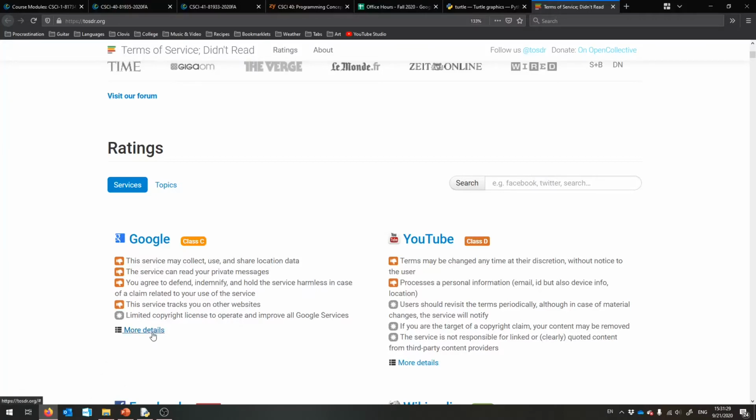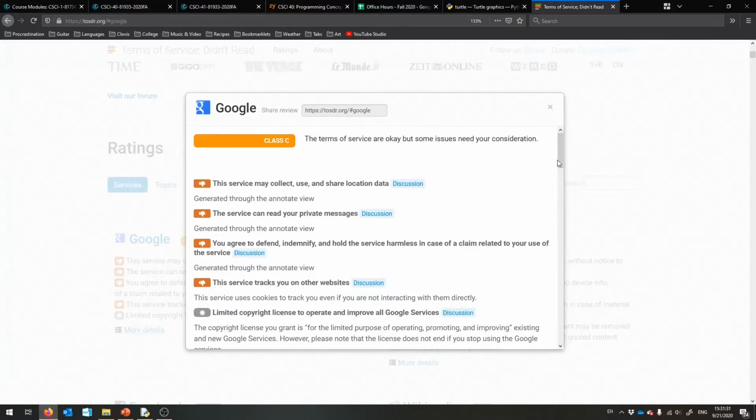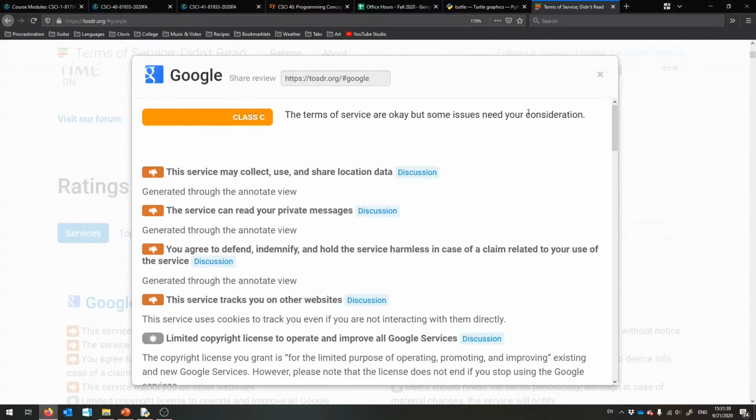So, more details. Let's go through these and see if it's okay to be doing all this stuff. Let me make it even bigger, maybe. There we go. This is something that I'd love to have a debate on in class. Gosh, I wish we were here in real life right now. So, here are some things that Google is allowed to do.